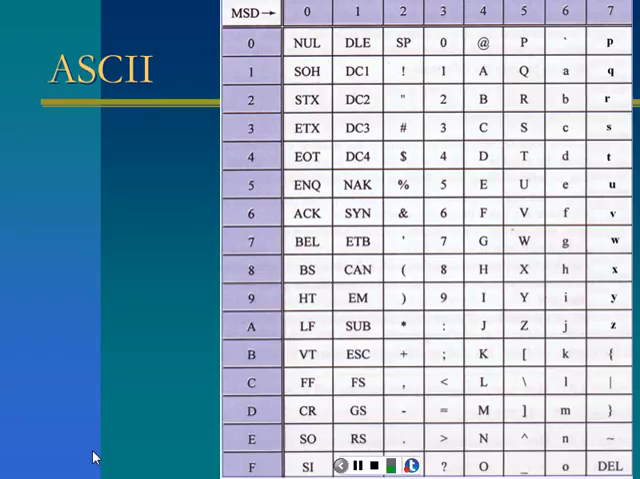At the top, notice it's MSD, that means most significant digit. So that's the largest of the two, the one to the left. So this would be your first digit across the top and your second digit down the bottom. So if I'm going to type an ampersand sign, which is right here, it would be 2, 6 in hex. So then you can convert that to binary. Everybody okay?